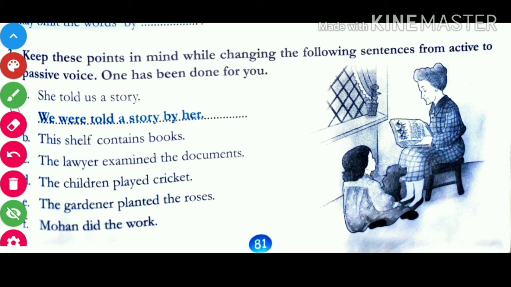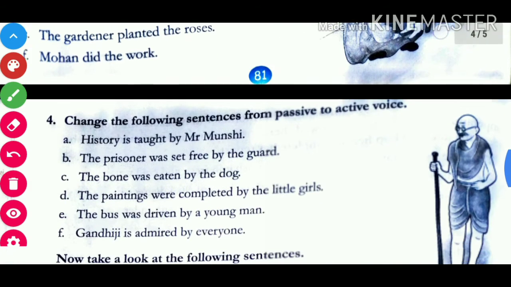Next, the gardener planted the roses. So the roses were planted by the gardener. Always remember the tenses. Next, Mohan did the work. So the work was done. Did becomes done. Do, did, done. Done by Mohan. This is how the changes take place when we change an active voice into passive voice.